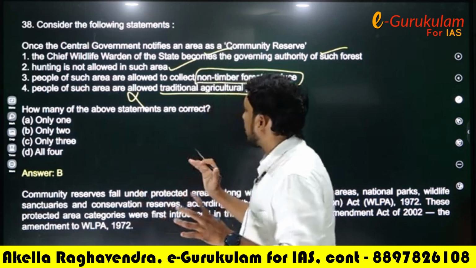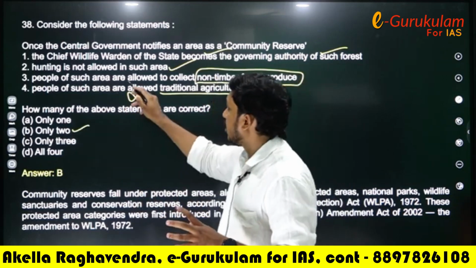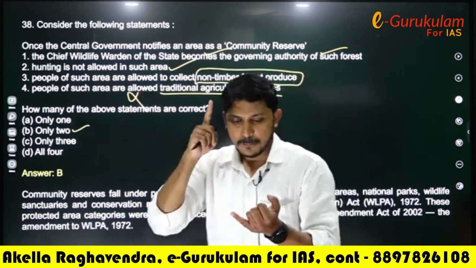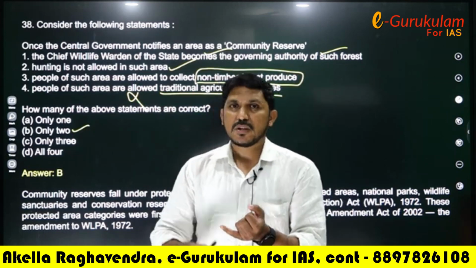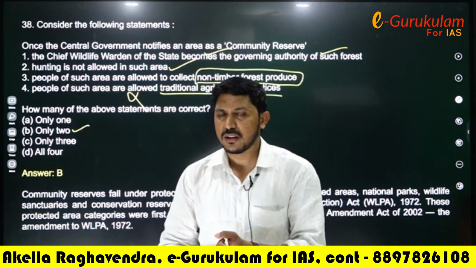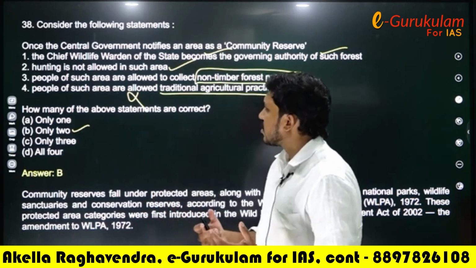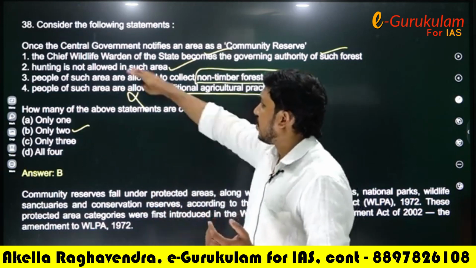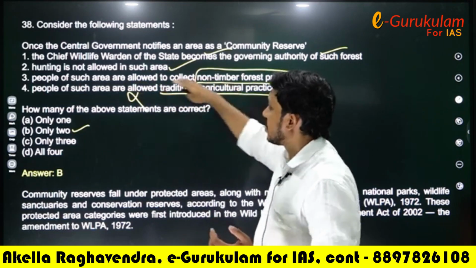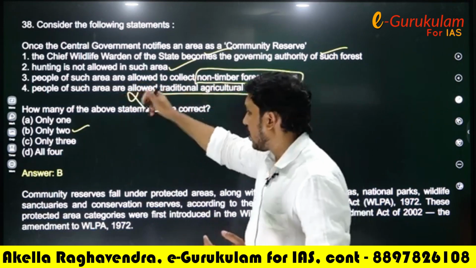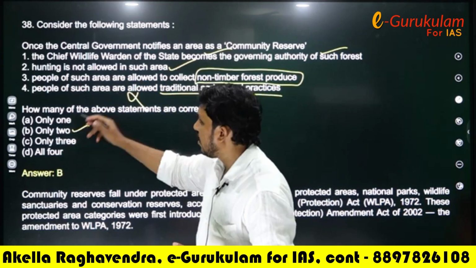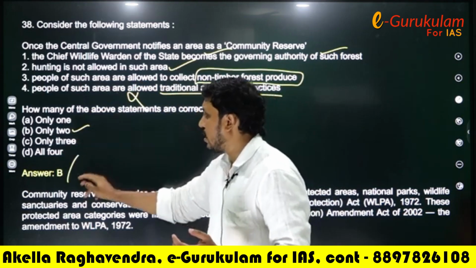Now should I go with the answer that only 2 are correct, because they are not allowed to collect even non-timber forest produce, no agriculture, no shifting agriculture, nothing like that. But there is not much evidence to tick option 3 as wrong. So I will be going with B here, or the answer could be 3 also. It means B or C could be the right answer.